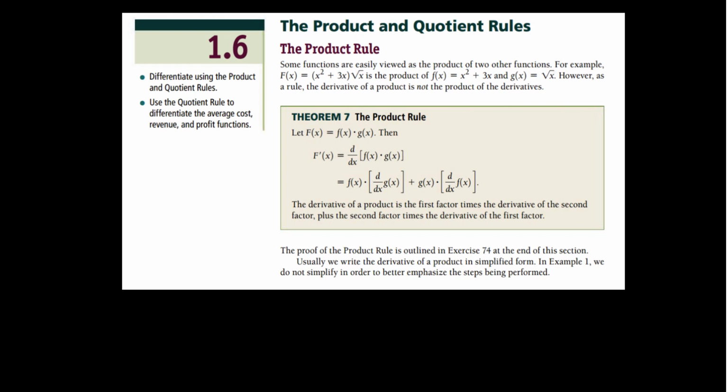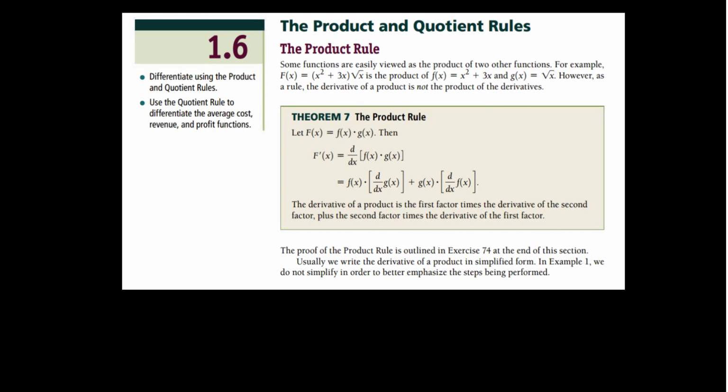Alrighty, so some functions are easily viewed as a product of two other functions. For example, if we have some f of x equal to x squared plus 3x, the quantity of that, times the square root of x, it is the product of f of x equal to x squared plus 3x and g of x equal to square root of x. However, as a rule, the derivative of a product is not the product of the derivatives.